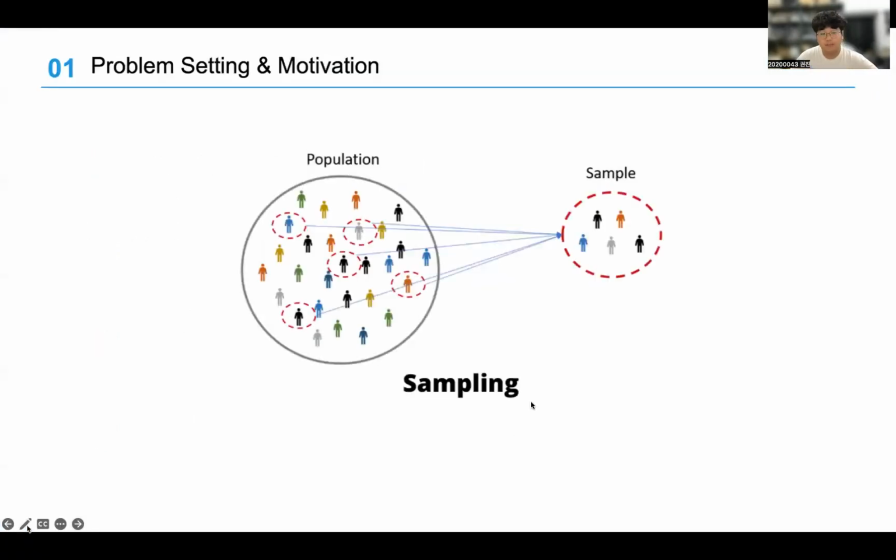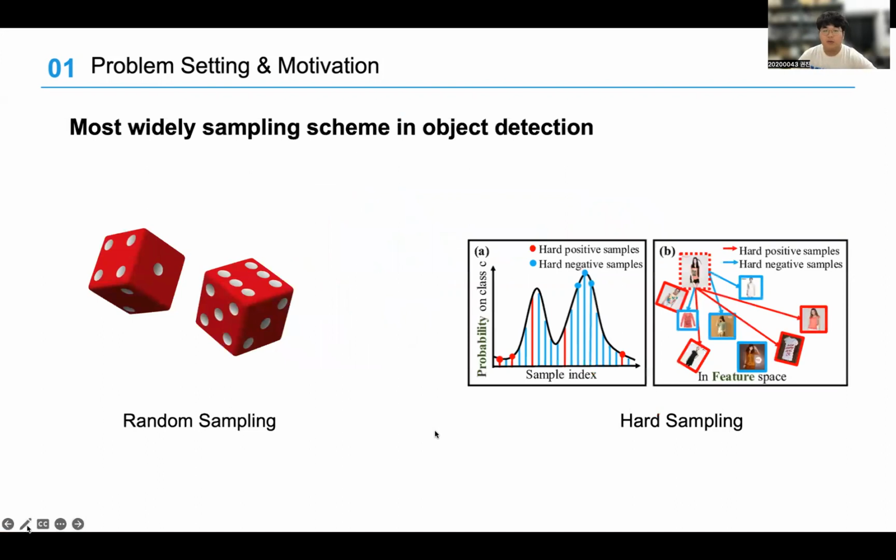So first of all, the problem setting. The main problem in object detection is sampling. Sampling is a very important problem because the sampling distribution or standard deviation has a very critical effect on the performance of our model. The most widely used sampling schemes in object detection are these two.